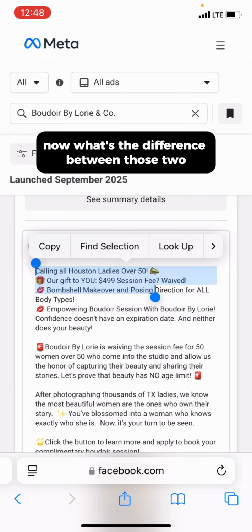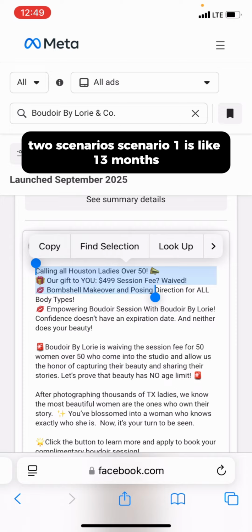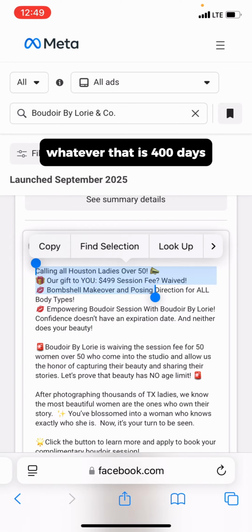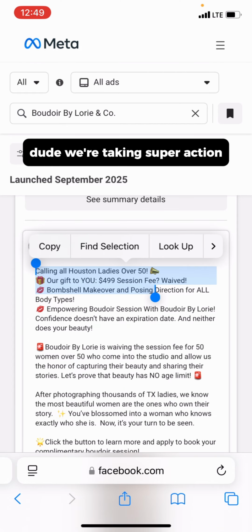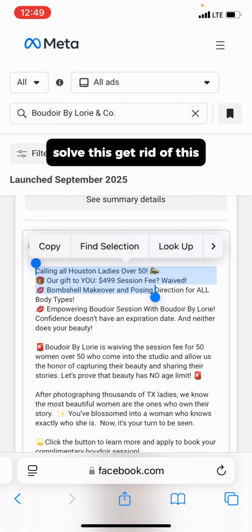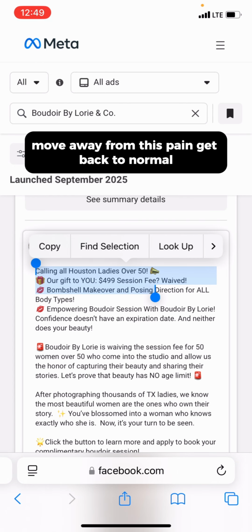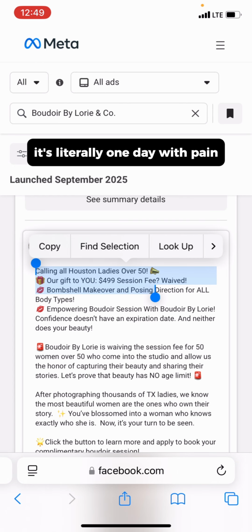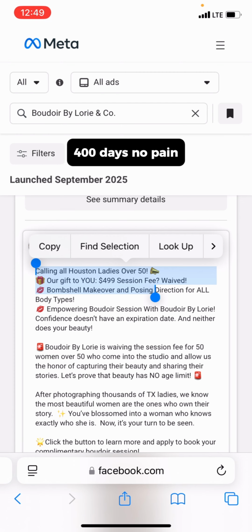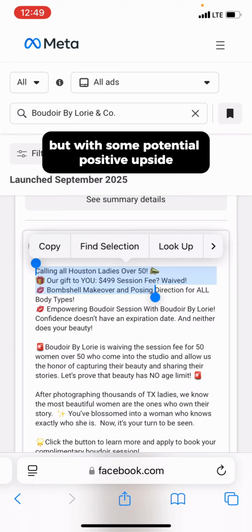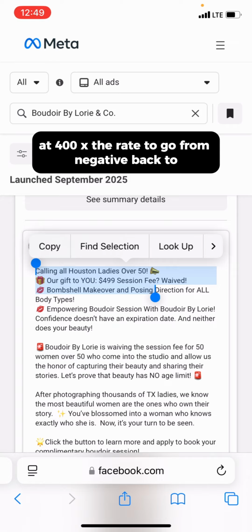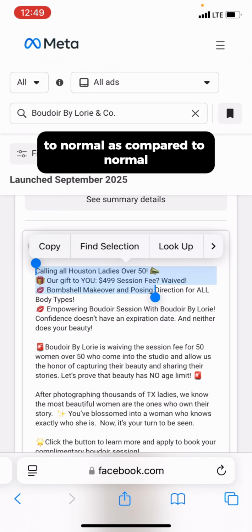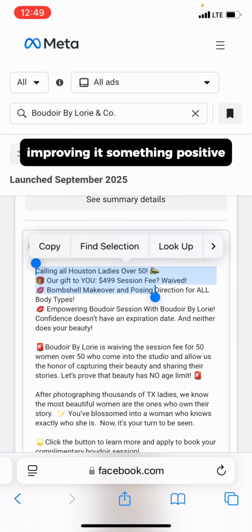Now, what's the difference between those two scenarios? Scenario one is like 13 months, whatever that is, 400 days. The potential positive never got us to take action. But literally one day of tooth pain, dude, we're taking super action: solve this, get rid of this, move away from this pain, get back to normal. It's literally one day with pain, we're taking massive action. 400 days, no pain, but with some potential positive upside, we took no action. So in that case, humans took action at 400x the rate to go from negative back to normal as compared to normal improving to something positive.